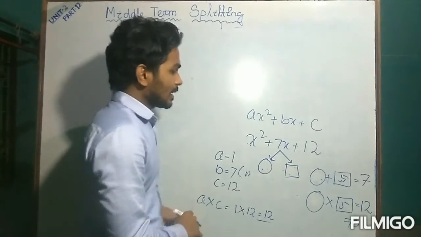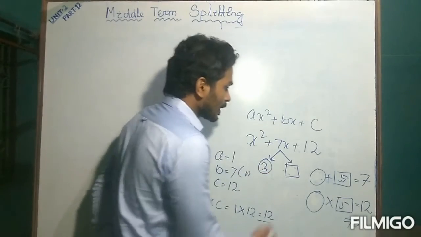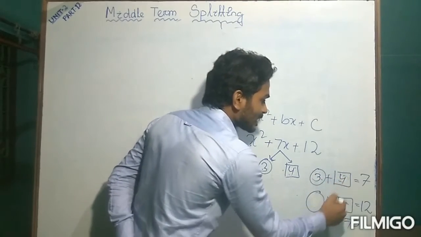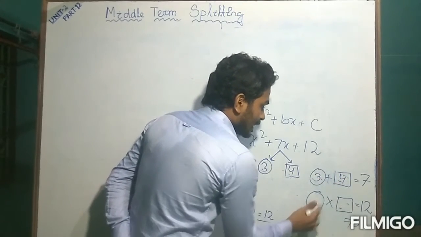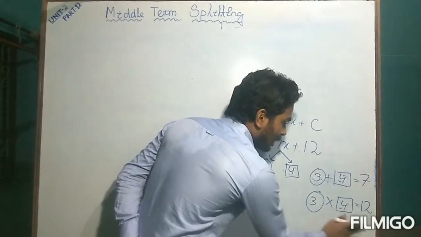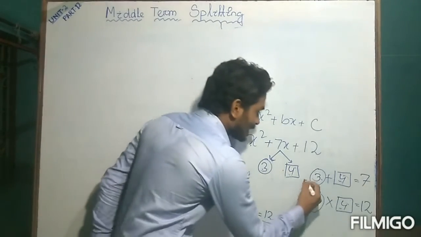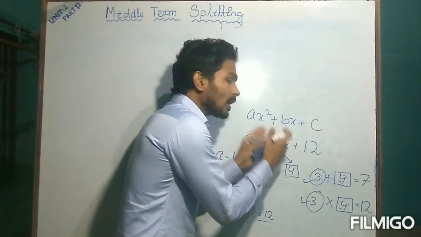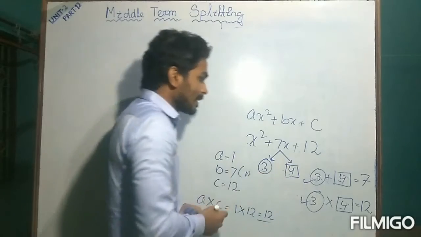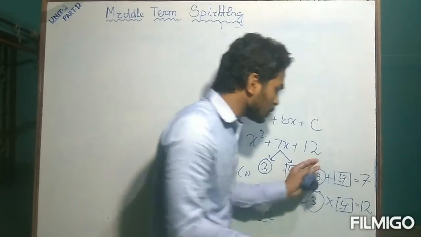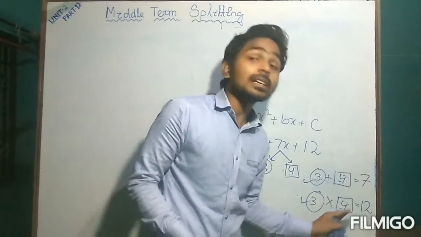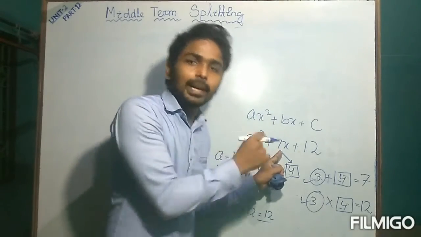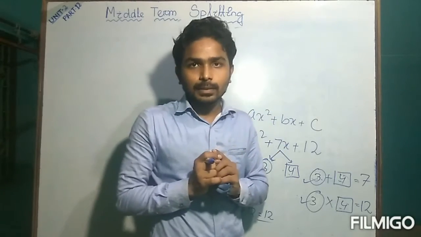Then I can take 3, then it must be 4. So 3 plus 4 is 7, and 3 into 4 is how much? 12. So this is the correct assumption. So we can divide or break the middle term 7 into two parts. First part is 3 and second part is 4, so that they will give 7 as addition and 12 as multiplication. So basically we have to break this middle term into two parts.